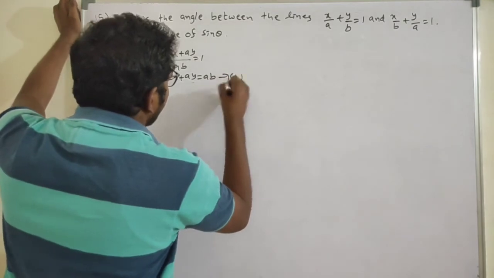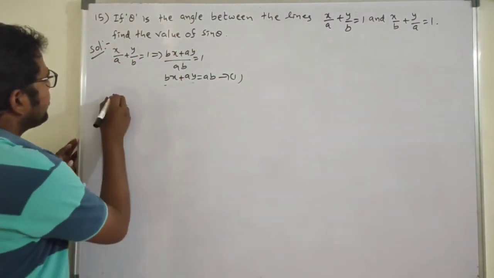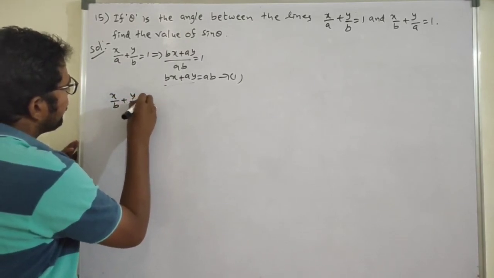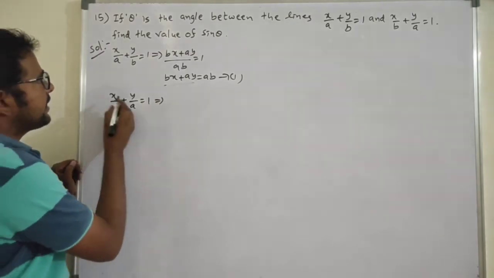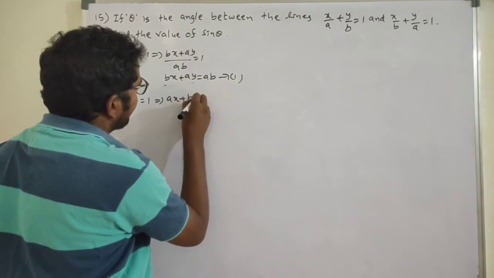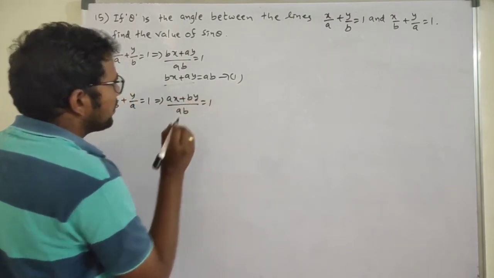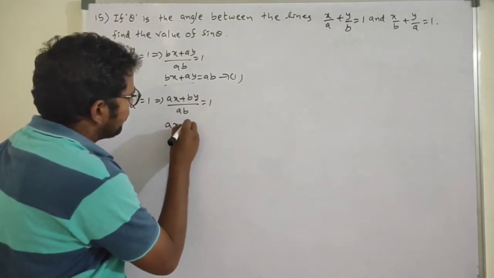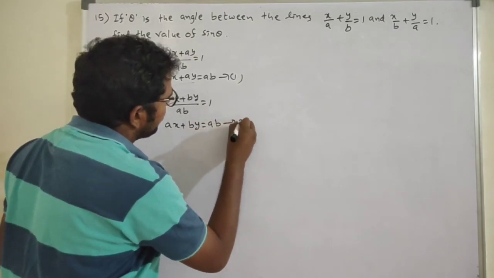Take it as equation number 1. Next, what is the second equation given? x/b + y/a = 1. Cross multiplying, we get (ax + by)/ab = 1. Sending ab to the right side, ax + by = ab. Take this as equation number 2.